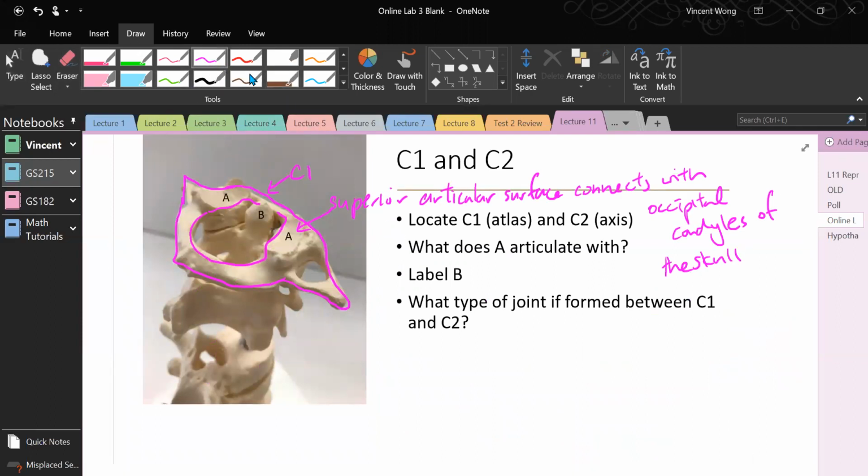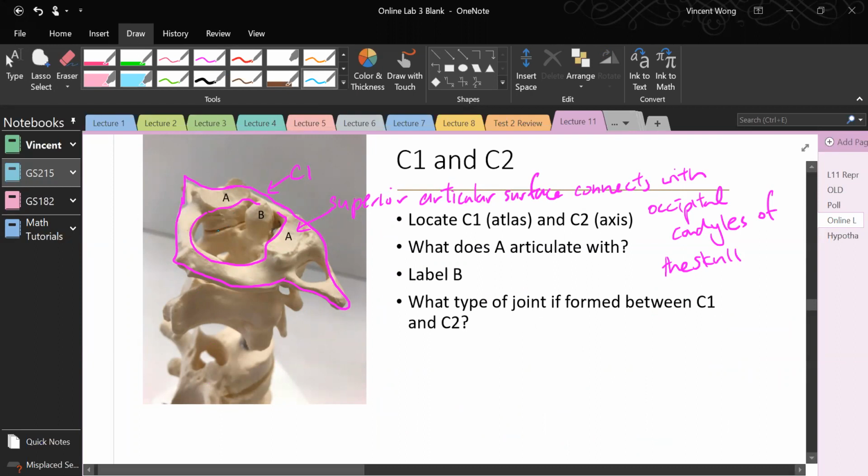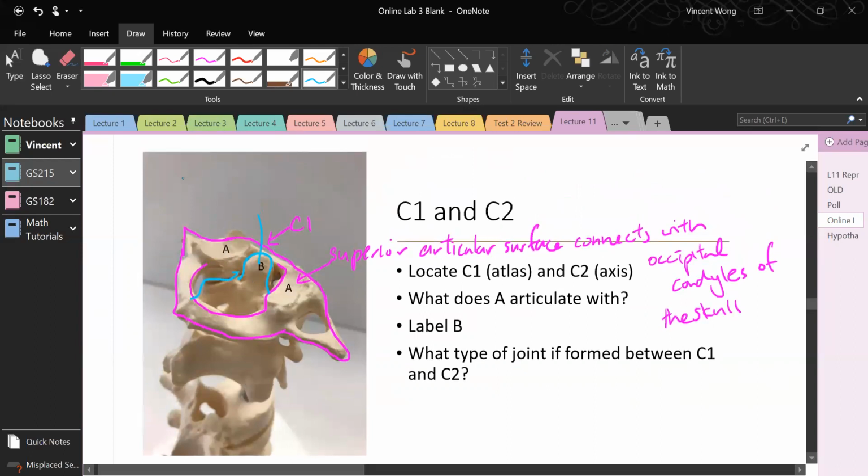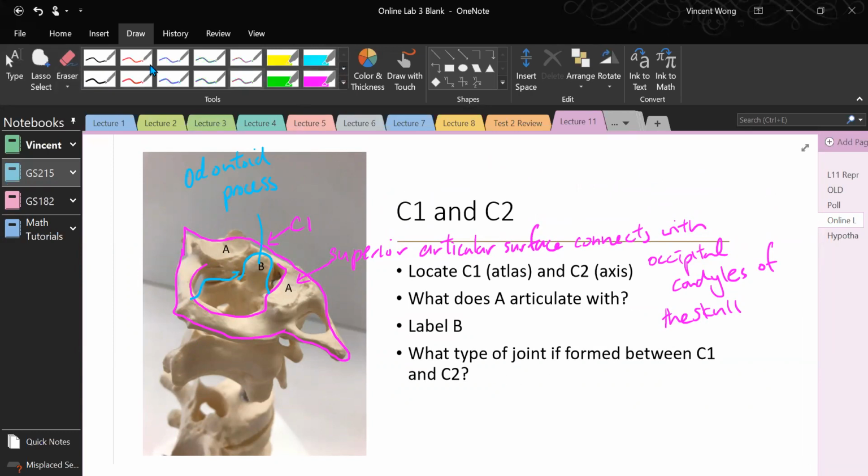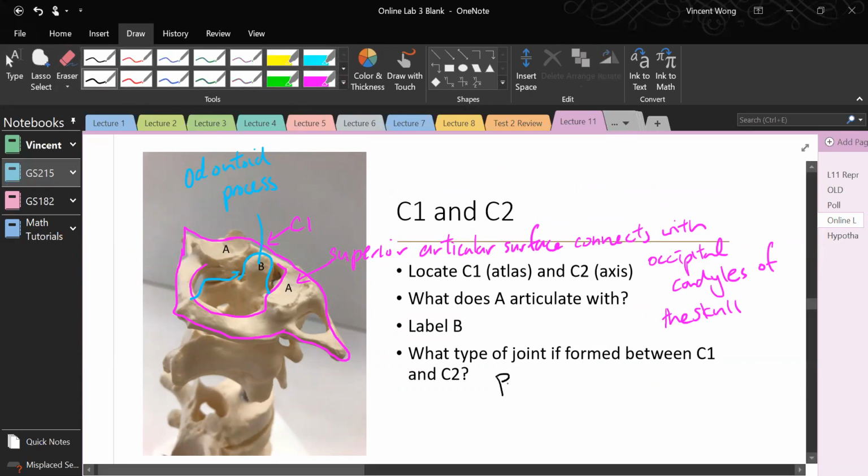B is the C2, which has this little protrusion that comes out and forms a pivot joint with C1. So this little protrusion is called the odontoid process. And so what type of joint? This is the pivot joint.